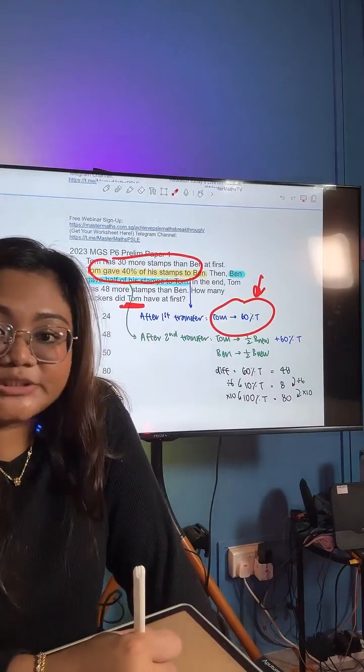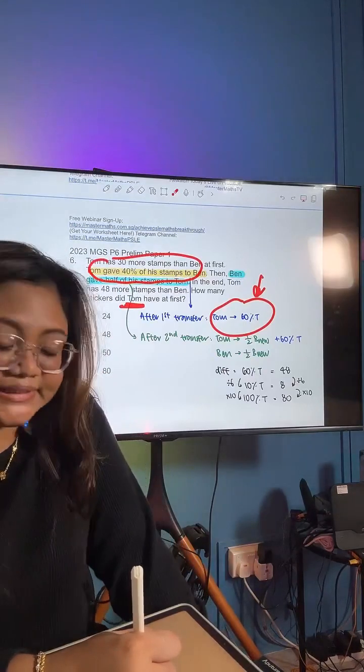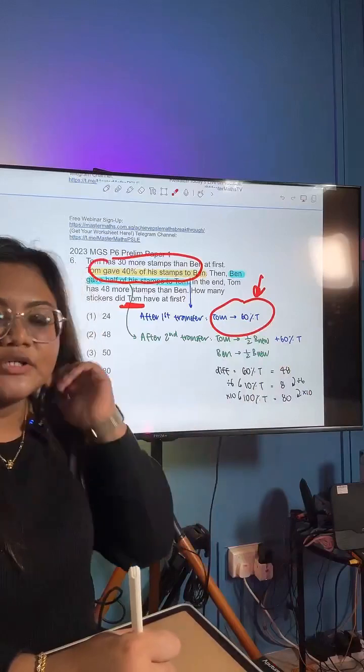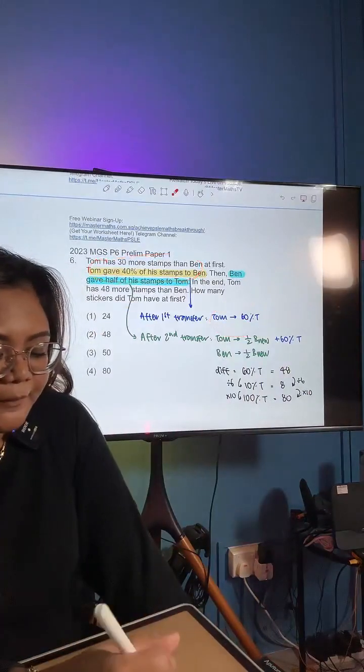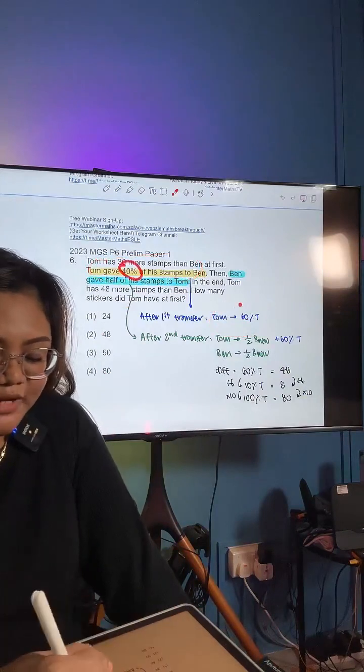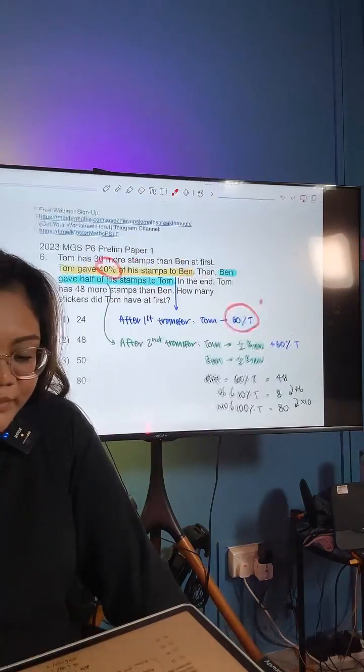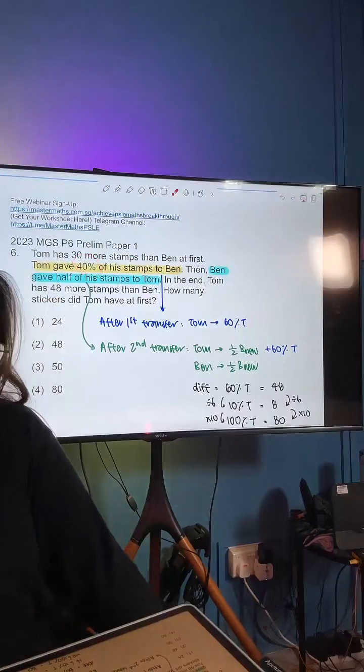I will go through question 8 later, yeah? 6, 7, 8, 9 first, okay? In order. So question 6 here, if I gave 40%, I'm going to have 60% left. Okay, gave 40%, left 60%.